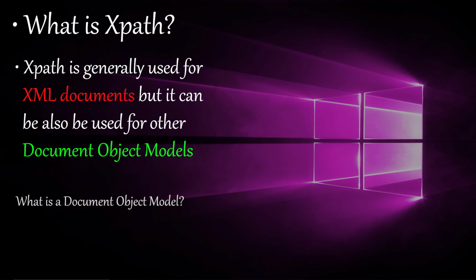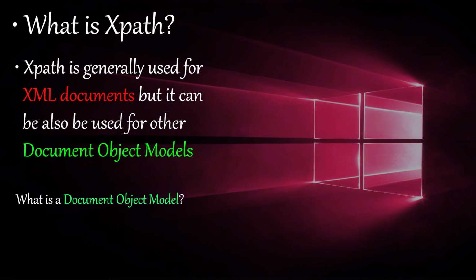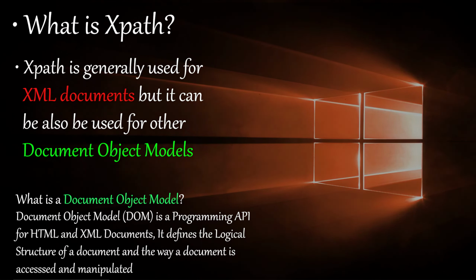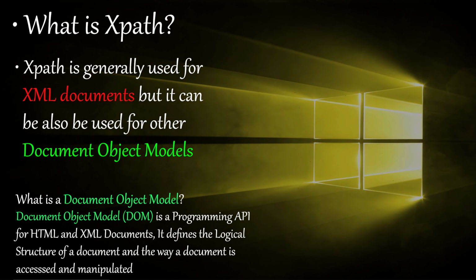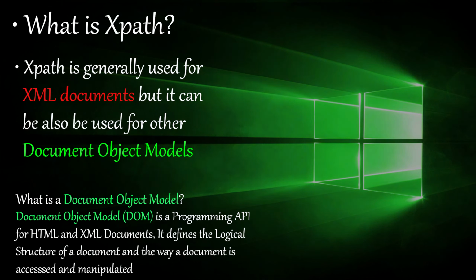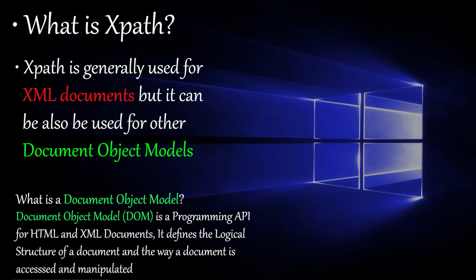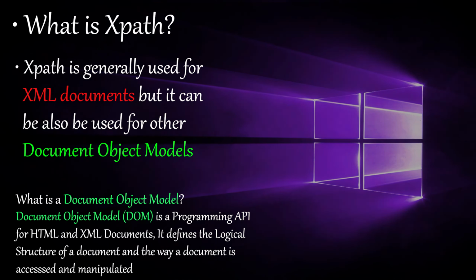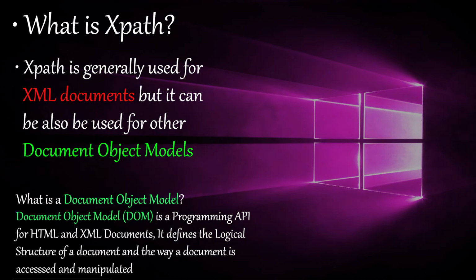Now, what do you understand by document object model? Document Object Model or DOM is a programming API for HTML and XML documents. It defines the logical structure of a document and the way a document is accessed and manipulated. So this is your document object model.